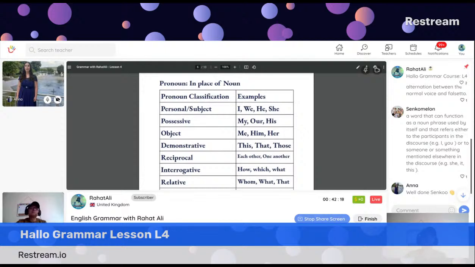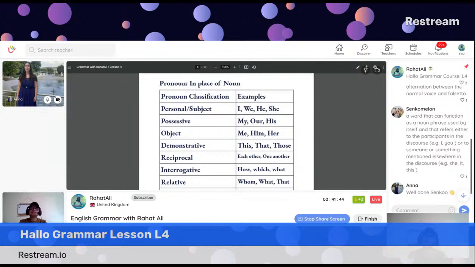So can you give us one example, Anna, of a possessive noun? Say if you got a mobile phone, for example. If you are the owner, how can you say that in possessive form? I'm sure you have got a mobile phone. If you want to say this mobile phone is under your possession, possession means you are the owner.